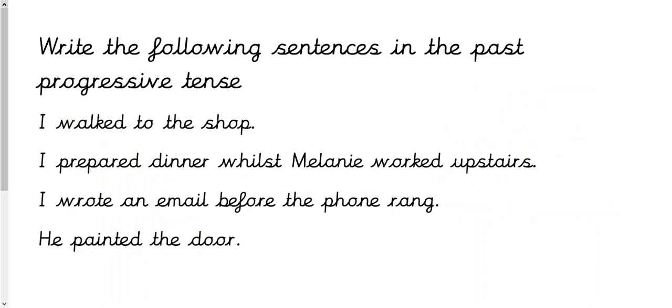Okay, and this is your last question now. So what I would like you to do is write the following sentences in the past progressive tense. So remember, the past progressive uses have or has and then uses the present tense form of the main verb. So you've got I walked to the shop, I prepared dinner whilst Melanie worked upstairs, he wrote an email before the phone rang, he painted the door. So remember, you're going to need to identify the verb first to work out how to change it. Pause the video now and have a go.